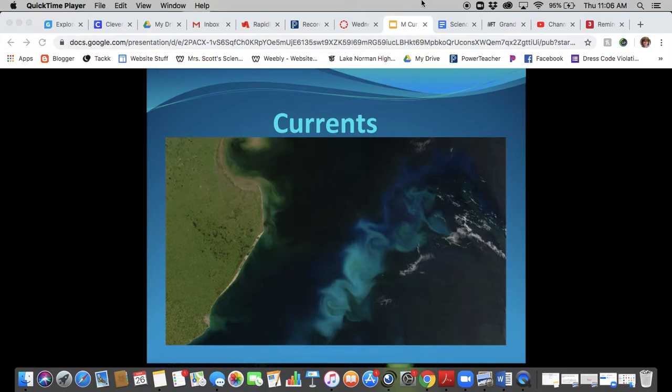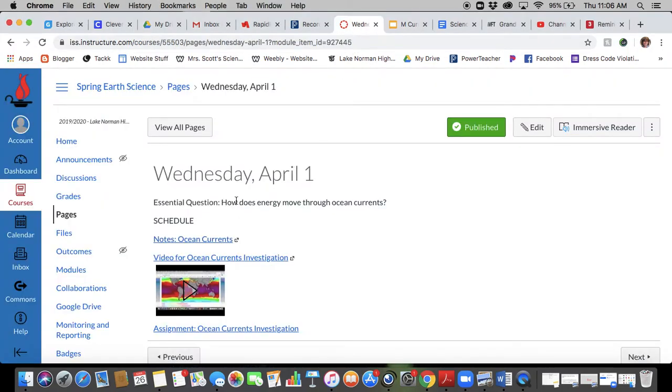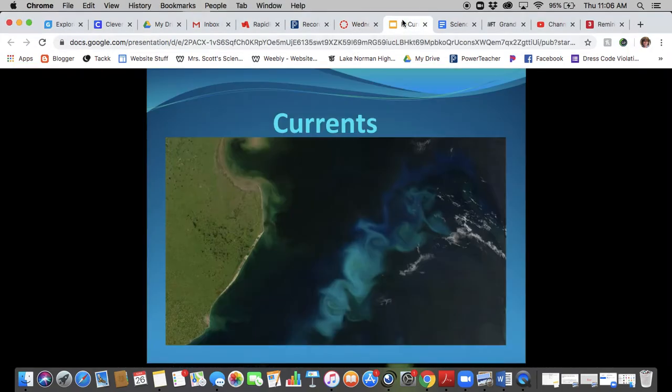So our essential question, if we backtrack here: how does energy move through ocean currents? All right, we're going to look at how currents are formed, how they move energy around, and why that's important.